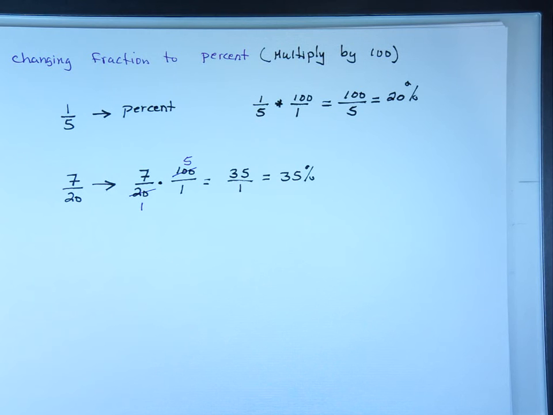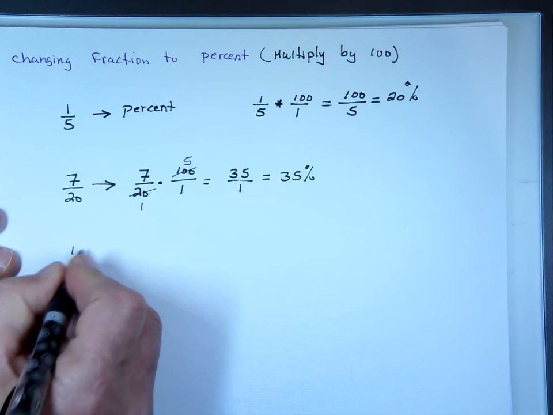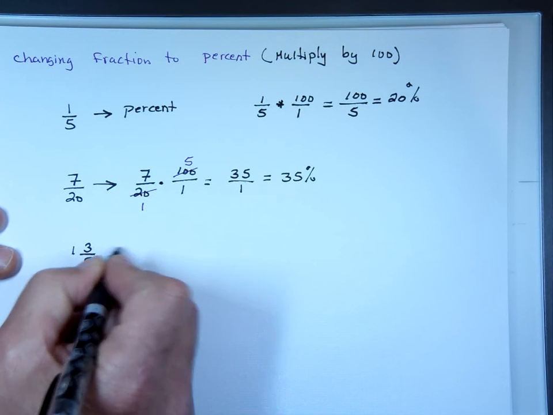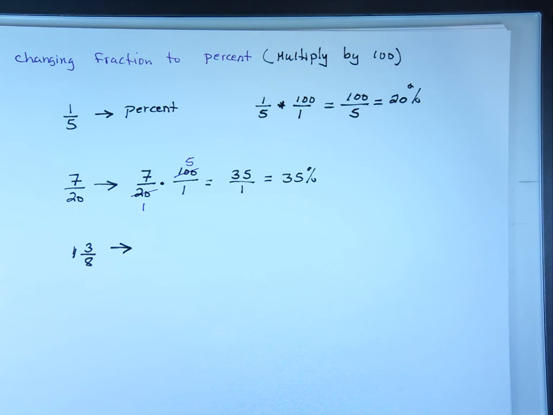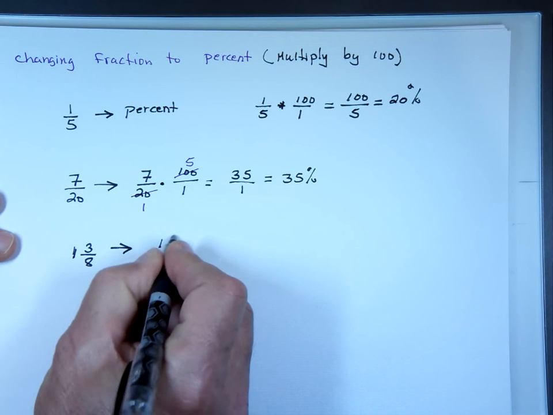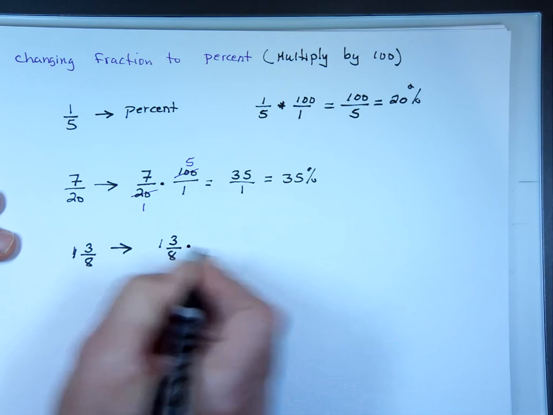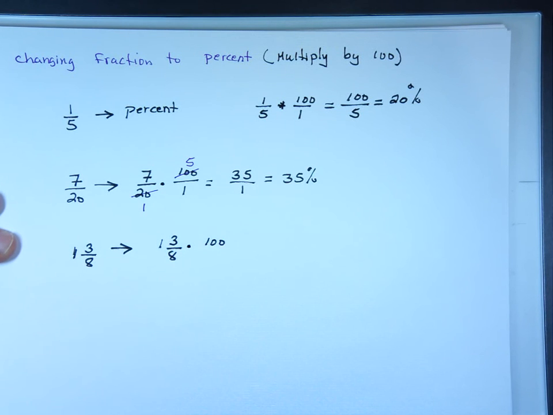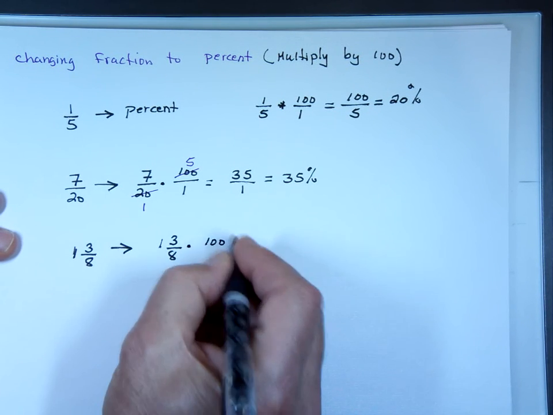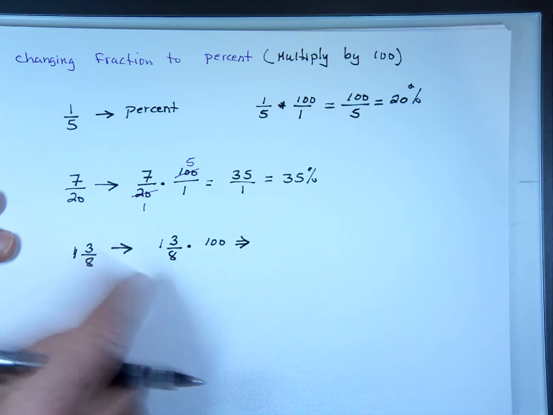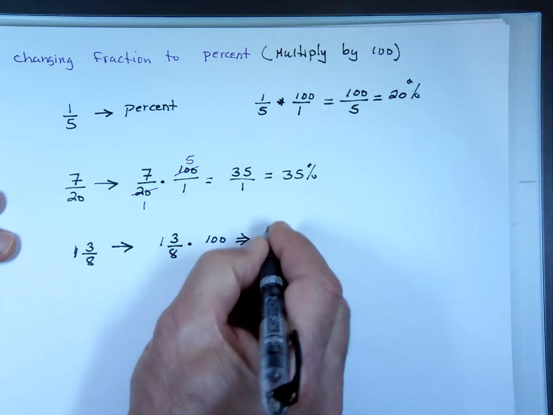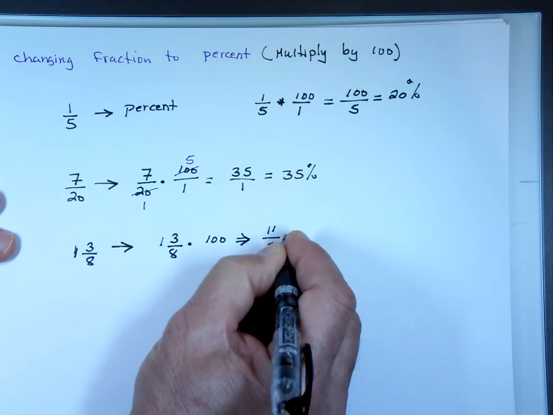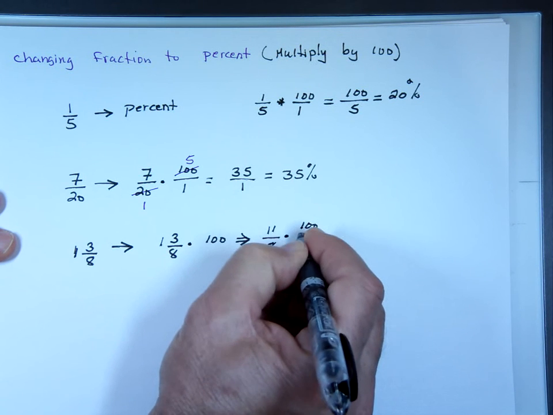What about 1 3/8? I want to change it to a percent. That's a fraction to percent. So that would be 1 3/8 times what? 100. And if you're going to multiply these, probably the first thing you want to do is change that number to what? Improper. 8 times 1, 8 and 3, 11 over 8 times 100 over what? 1.